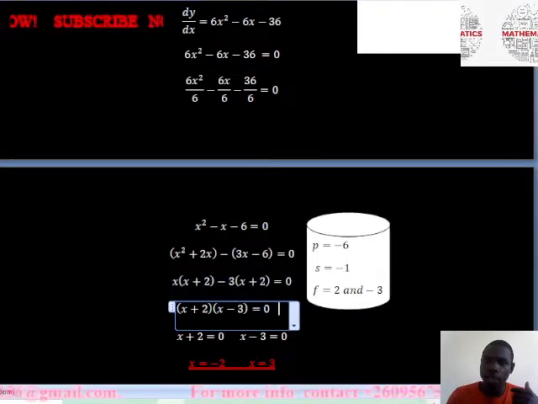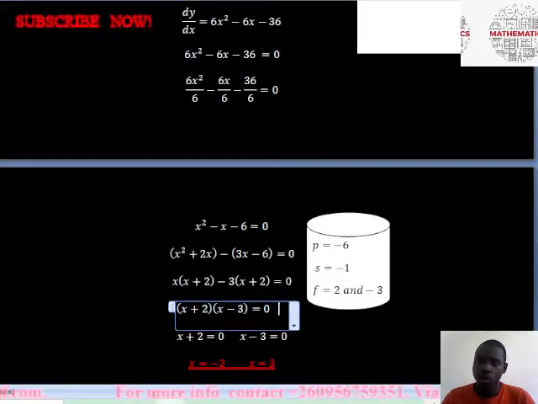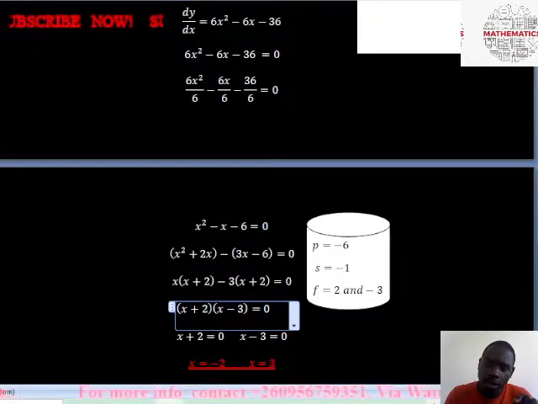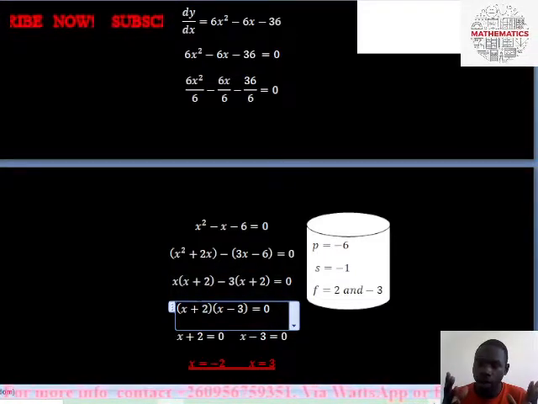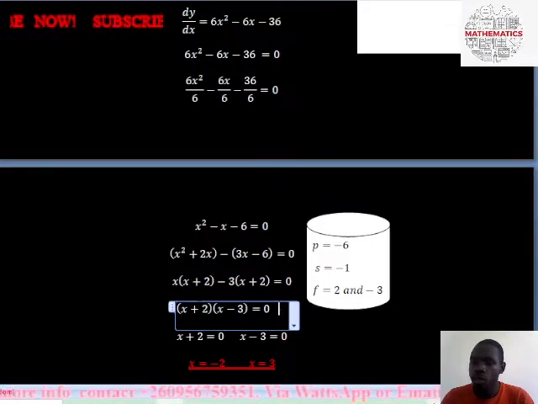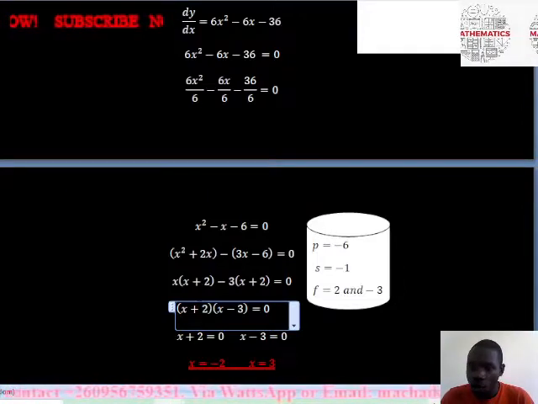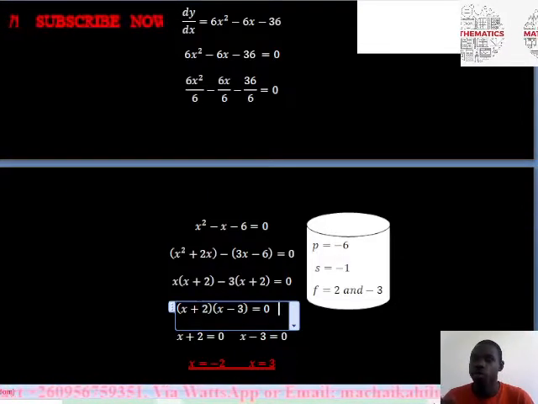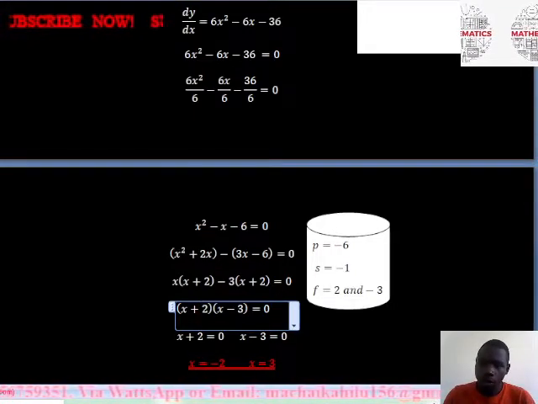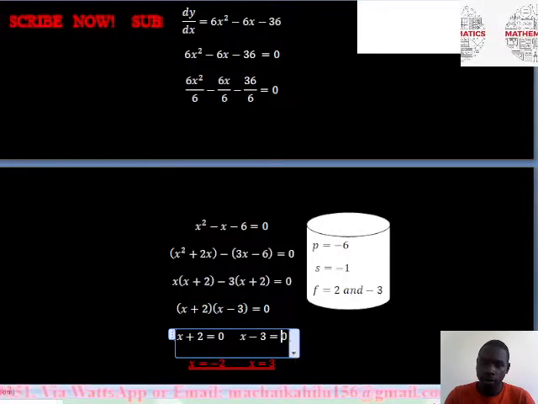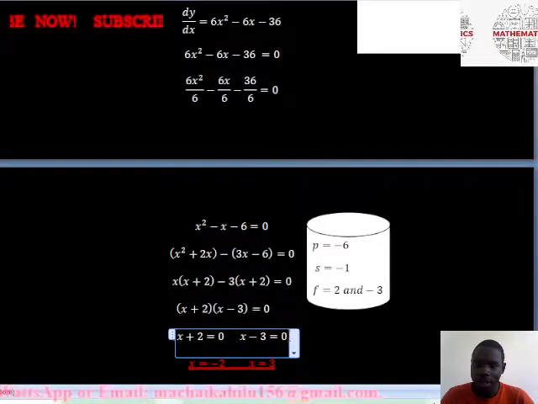At this stage we call it zero product. It is called zero product because you need to equate each term in the bracket to 0. So in this case I will say x plus 2 is equal to 0, and also x minus 3 is equal to 0. That's why it's called zero product. So we'll have x plus 2 equals 0, and x minus 3 equals 0.